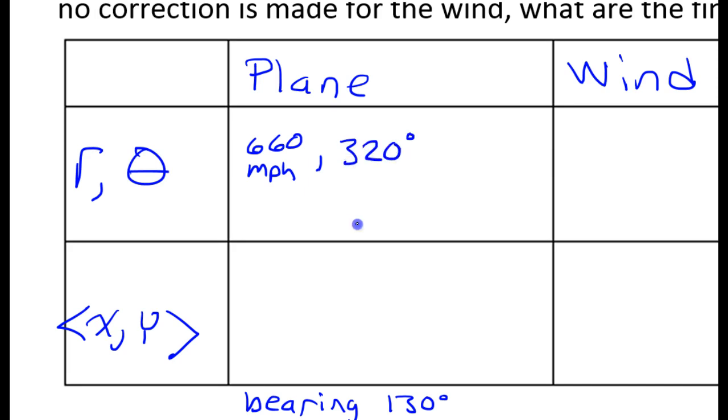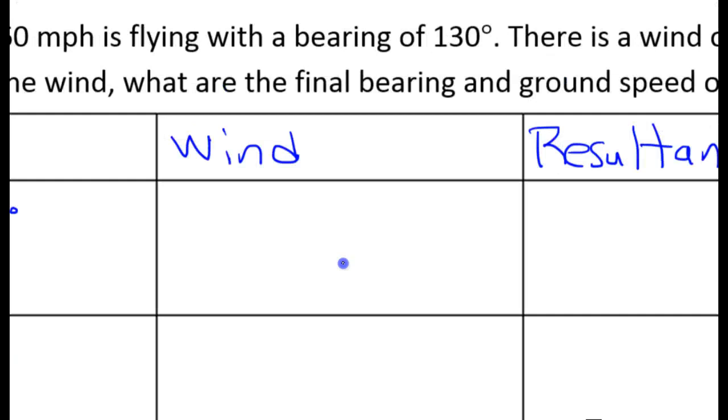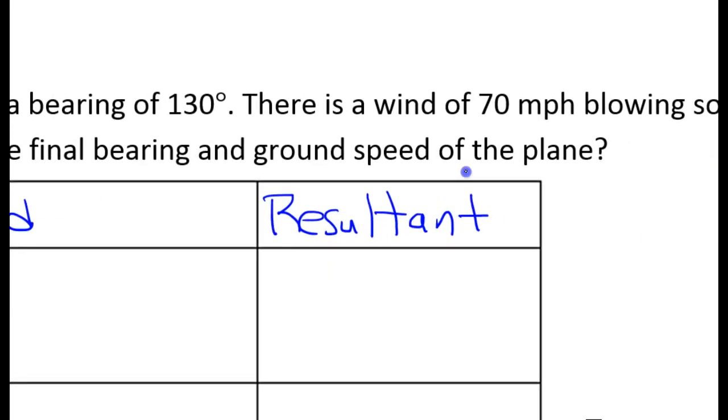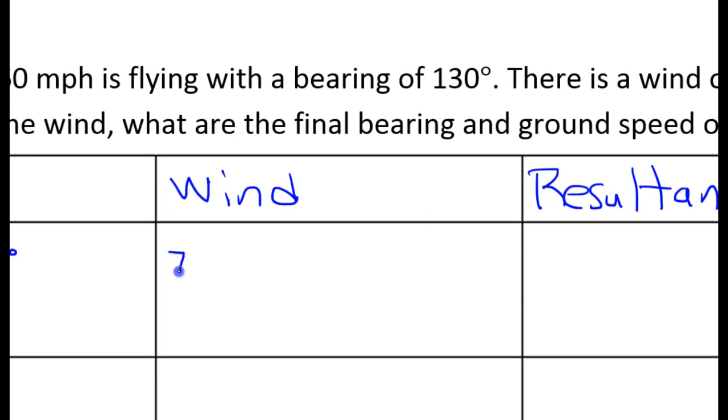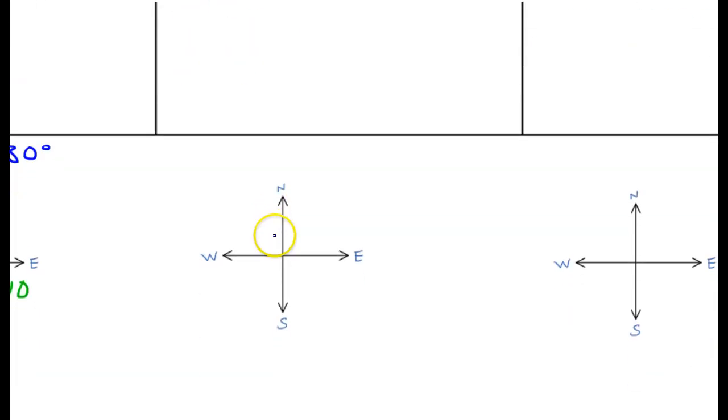320 degrees. Let's do the same thing for the wind. There's a wind at 70 miles per hour blowing south. So 70 miles per hour, that's the magnitude. Now the direction is given as south. So it's just south. Simple. They didn't say bearing or anything like that. They just said south. So that means that the wind is blowing right here.